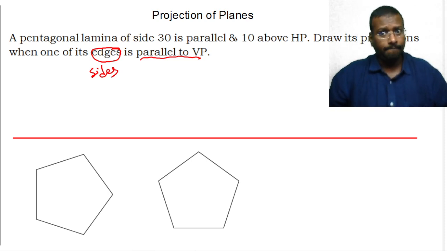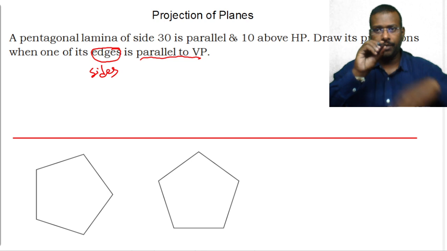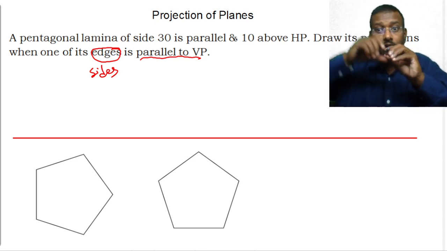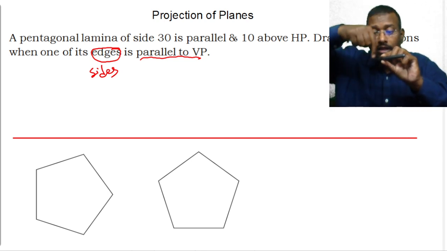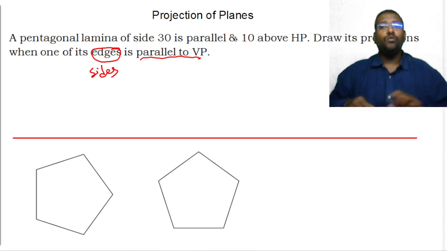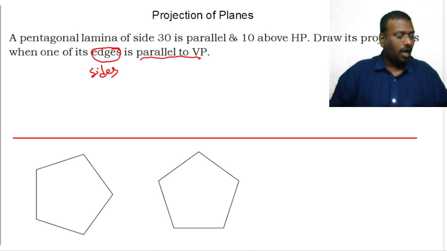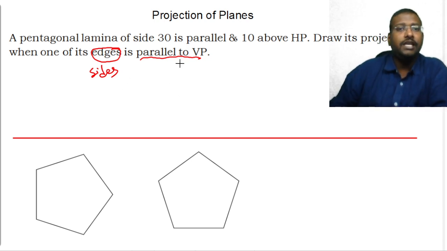Similarly, what about the top view inclination? If it is perpendicular to VP, you can get it in the top view. If it is inclined to VP, you can know it in the top view. If it is parallel to VP, also in the top view. So the VP inclination we can know in the top view. Once you have that idea, it is very easy, sir.